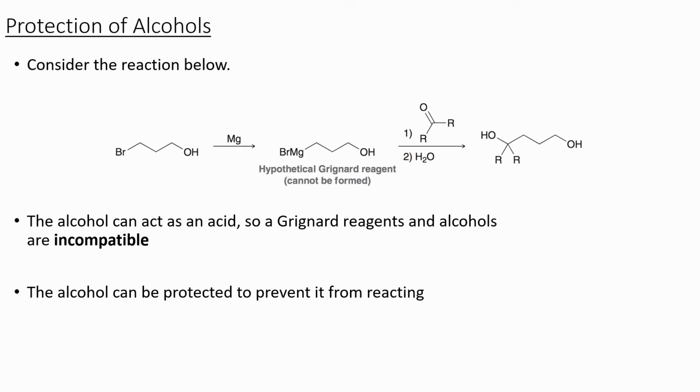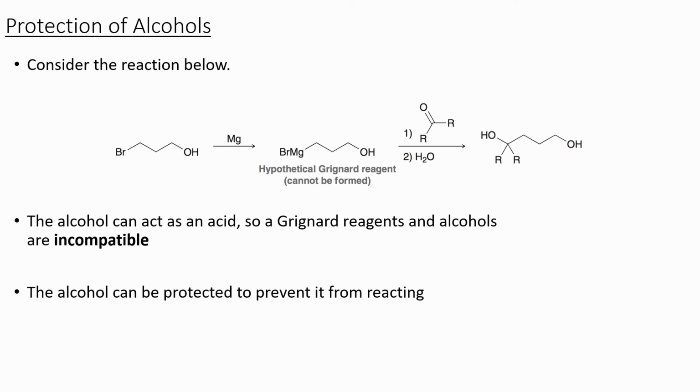This can be a little tricky because maybe we do want our substrate or our starting material to have acidic protons in it eventually. And so this is going to introduce the concept of a protecting group. So what we can do is use a protecting group on the alcohol. We can temporarily cap it.